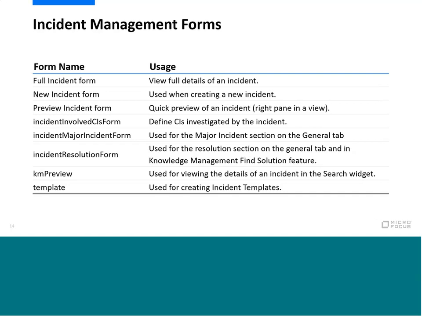You've got all the standard forms, so obviously the preview form you see on the views. When you're creating a new incident form, you've got a few forms which are very specific to areas on the record, so maybe looking at the CIs and how they're displayed. The major incident section on the general tab, which is primarily the major incident team in the out-of-the-box. We've also got the previews used for things like search or resolution.